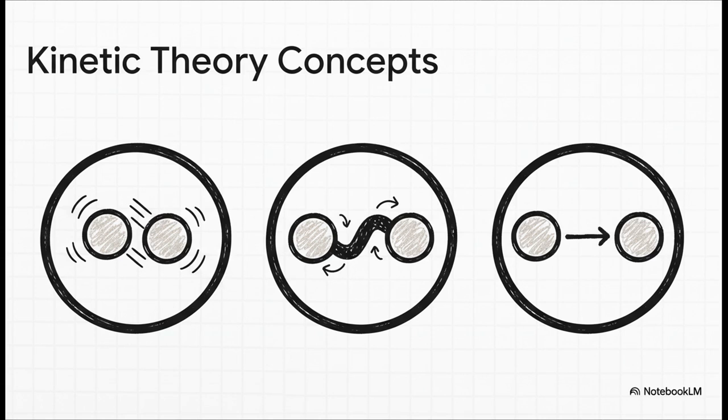First, you've got kinetic energy. Think of this as the energy of motion. When you add heat, you're just cranking up the kinetic energy, making the particles go wild. Then, pulling in the other direction, you've got intermolecular force. This is like the glue, the attraction that tries to hold all the particles together. And finally, there's the intermolecular space, which is just the gaps between the particles.